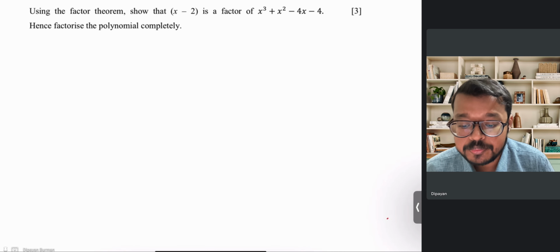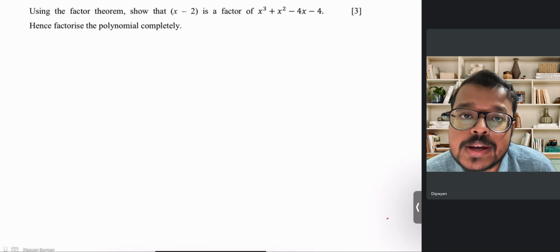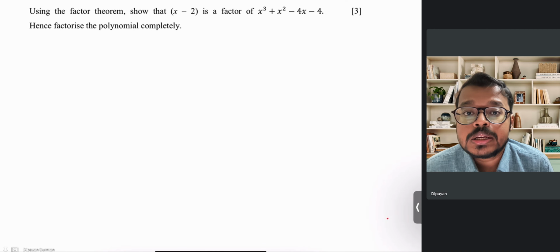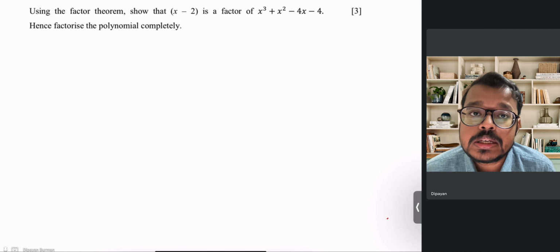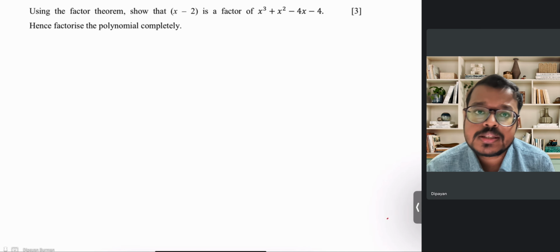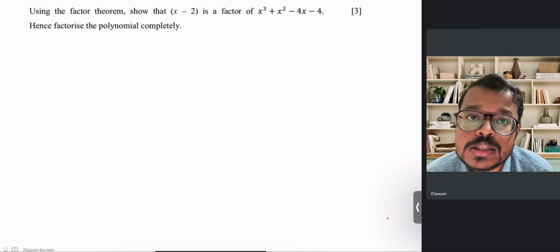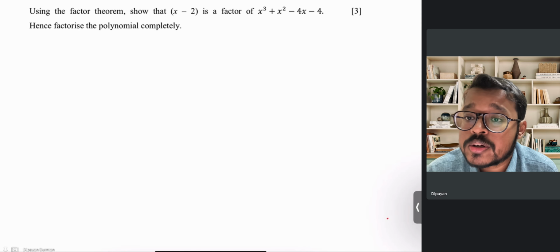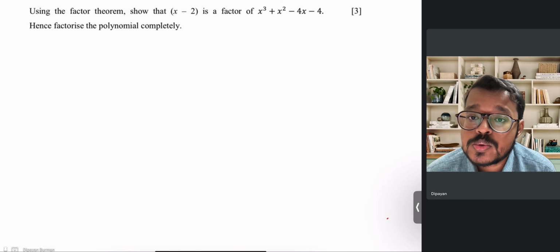Now, one important application of remainder and factor theorem is that we can use that theorem to factorize a given cubic polynomial. So these are again very common questions asked in the exams. So the first question is, using the factor theorem, show that x minus 2 is a factor of the cubic polynomial, hence factorize the polynomial completely.